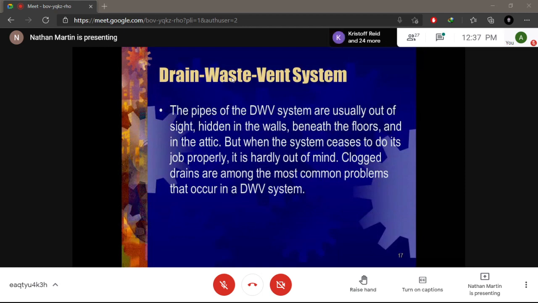The pipes of the DWV system are usually out of sight, hidden in walls, beneath floors, and in the attic. But when the system ceases to do its job properly, it is hardly out of mind. Clogged drains are among the most common problems that occur in a DWV system, right? So most of the time, you don't even know where a drain pipe runs until it's clogged, right? When it's clogged is when you actually find out where this system goes, right? And then you have to call the plumber, and then you have to use their equipment to clear the clogs and so forth in the system.